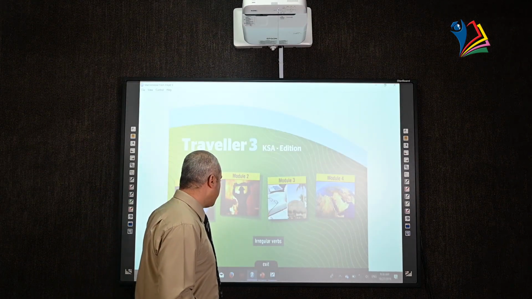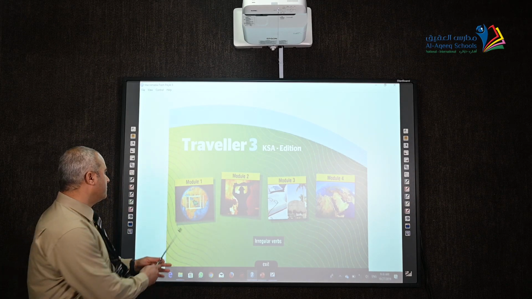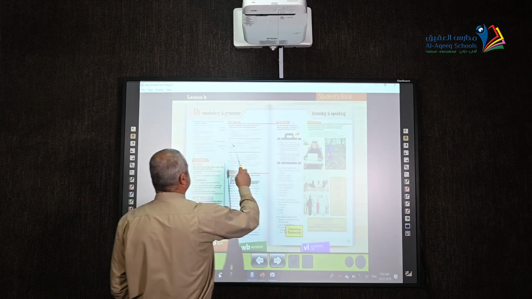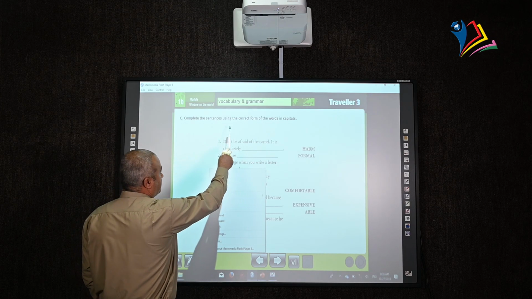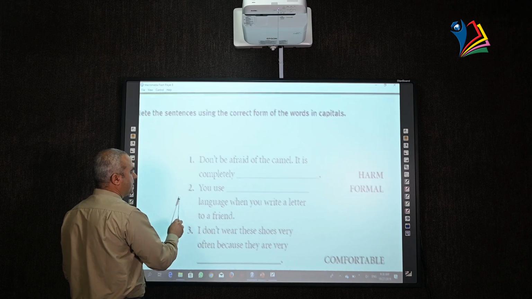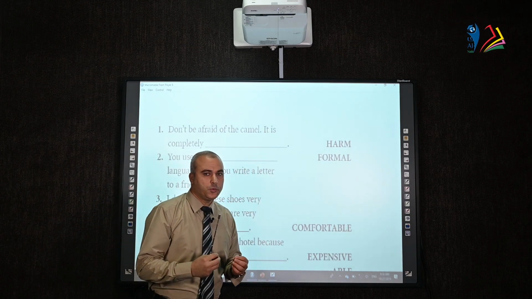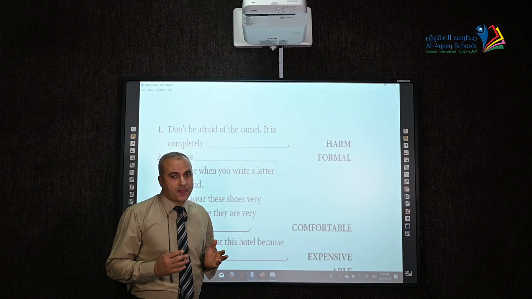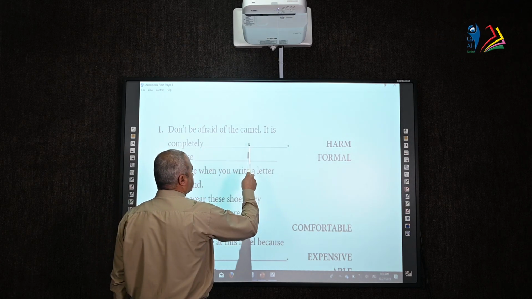Now we have to do a quick exercise on the lesson in Traveller 3, Module 1. Complete the sentences using the correct form of the words in capitals. Okay. Don't be afraid of the camel. It is completely harmless. We want to use a negative prefix or suffix. I want to say the camel doesn't cause any harm, so we say harmless.